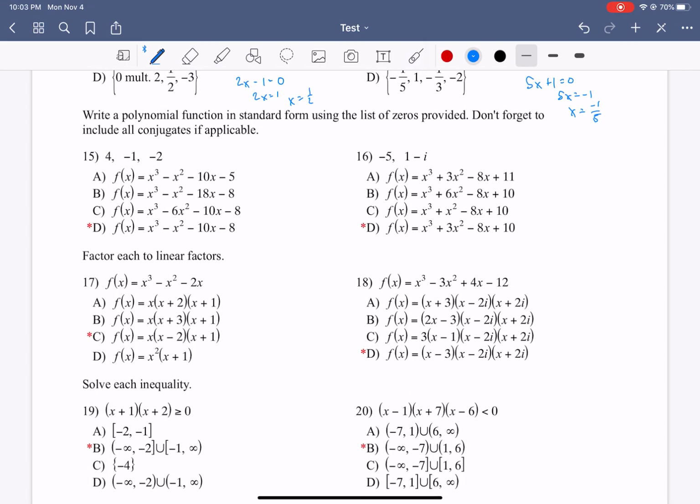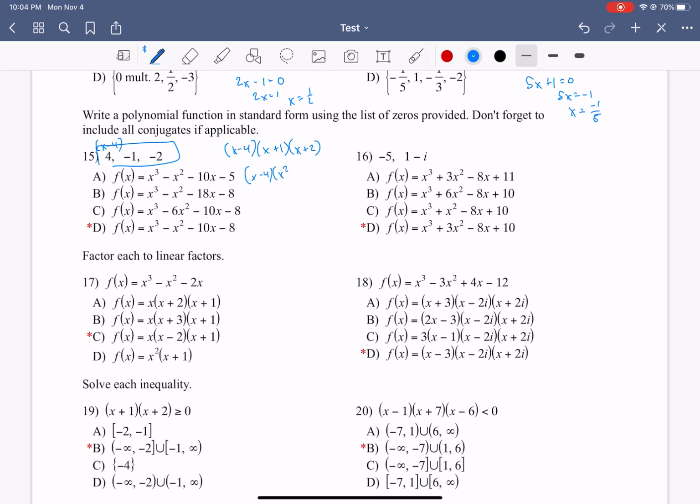For number 15, we're kind of doing the opposite. We have the zeros, and now we want to write our factored form. So to go backwards, what we need to remember is this x actually turns into x minus 4. We actually change the sign. The negative 1 would turn into positive 1. The negative 2 would turn into positive 2. But we don't have any equations in factored form. We have them in standard form. So we need to multiply this all together. We can only do 2 polynomials at a time. So let's just deal with these. We're going to use FOIL.